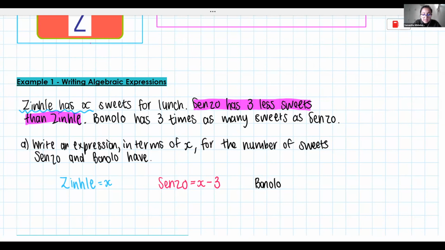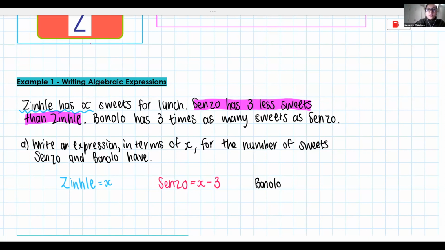Remember, if you are adding values or terms, order doesn't matter. 2 plus 3 is the same answer as 3 plus 2. But when you are subtracting, we do need to get the order correct. 1 minus 2 does not give us the same answer as 2 minus 1. So order of subtraction is very important. So 3 less than Zintle: Zintle has x, 3 less than that is x minus 3. Alrighty, so we've got an expression for Senzo.